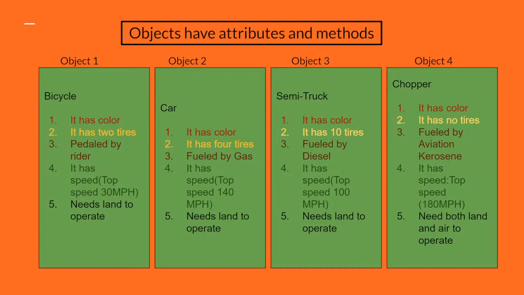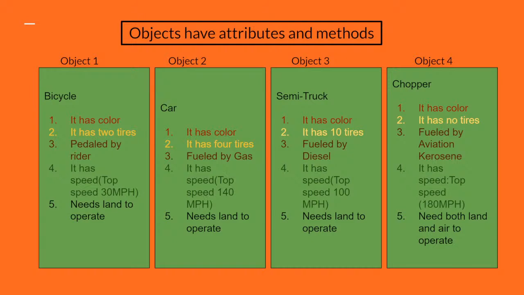Now let's come to the second attribute: tires. A bicycle has 2 tires. How many tires does a car have? 4. How many does a semi-truck have? 10. The chopper doesn't have any tires at all. So even though the first 3 objects had the attribute of tires, they were still not the same. What I mean to say is, even though they have similar attributes, it doesn't mean they are the same object. Bicycle is a different object, car is a different object, truck is a different object, and the chopper doesn't even have tires. Each object is different. They might have things that are similar, but still they are very different.